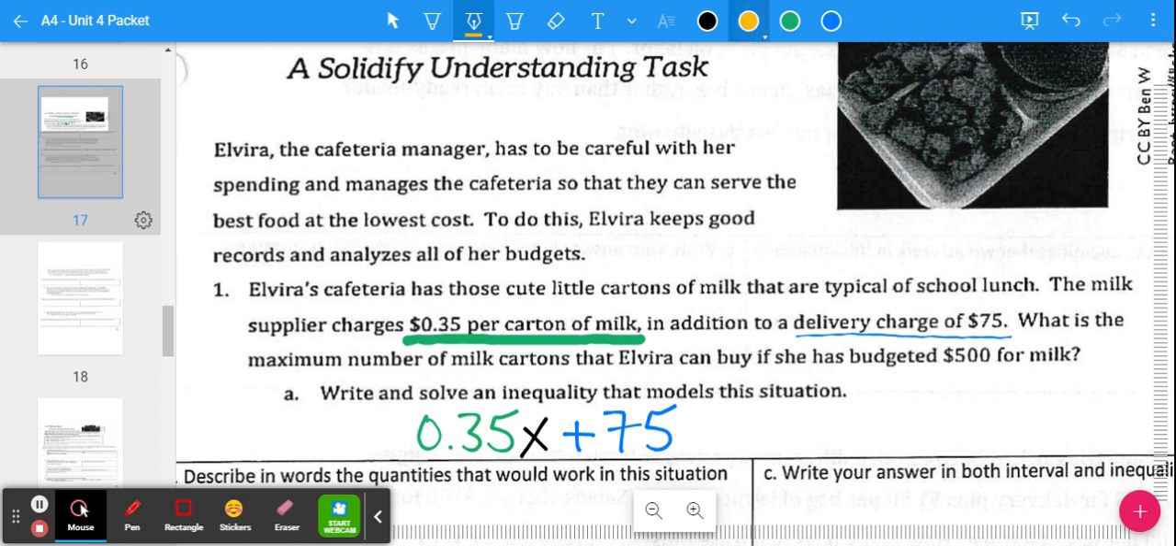And then it tells us that she has $500 in her budget. So when you budget a certain amount of money, you cannot spend more than that amount. So for our inequality, we want the amount she spends to be less than $500, but she can also spend all of the $500, so it's less than or equal to. So with this budgeted $500, that means she can spend up to $500.